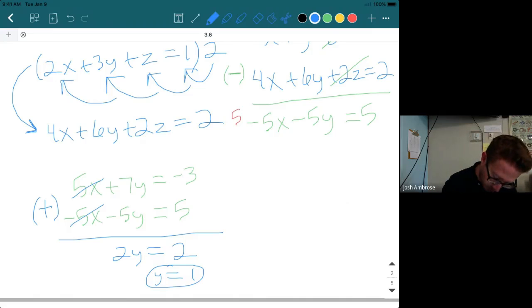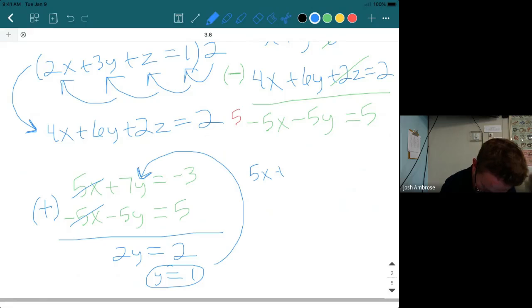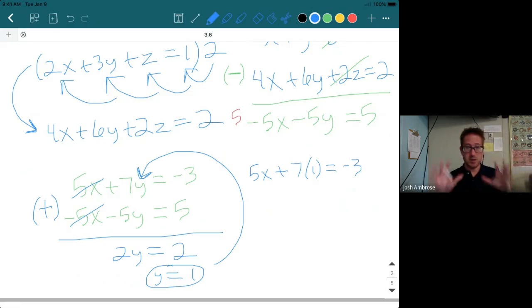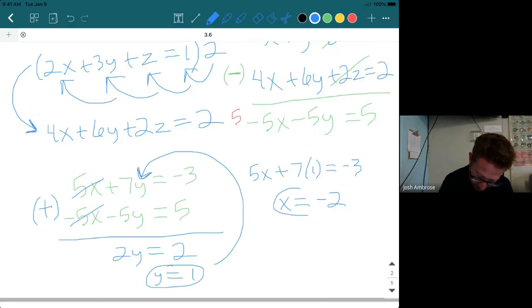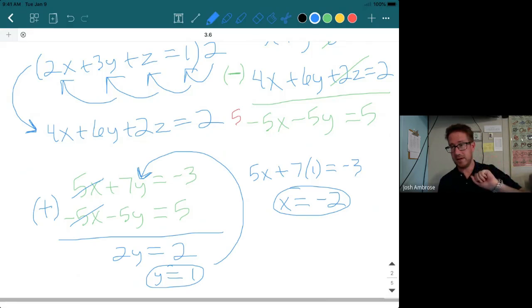Now, where am I going to put this y equals 1? I'm going to put it right up here into that guy. Okay, so now off to the side, I'm going to write 5x plus 7 times 1 equals negative 3. Solve that, and you will get x equals negative 2. Now, guys, we have 2 of the 3 variables that we need. Now what do we do? We've got a tiny bit of space left. So what I am going to do is take the y value, because I know that it's 1.